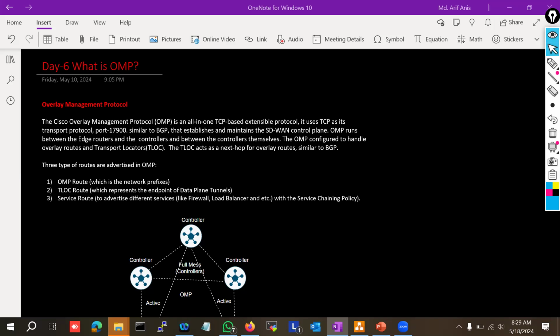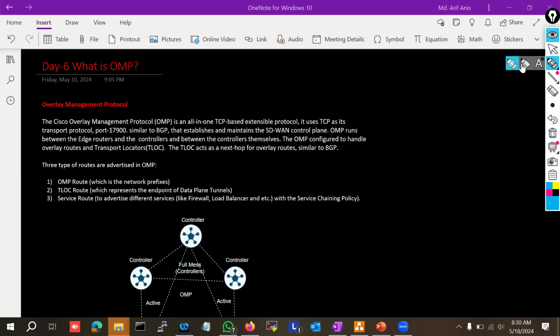So let's jump into the OMP. Overlay Management Protocol is basically a TCP based protocol, a TCP based extensible protocol. What do you mean by extensible? Extensible means if any improvement is needed in future, because we know SD-WAN is an evolving technology, if any changes are needed on this protocol, it is possible, because it's an extensible protocol. And like I told, this protocol is almost similar to BGP.